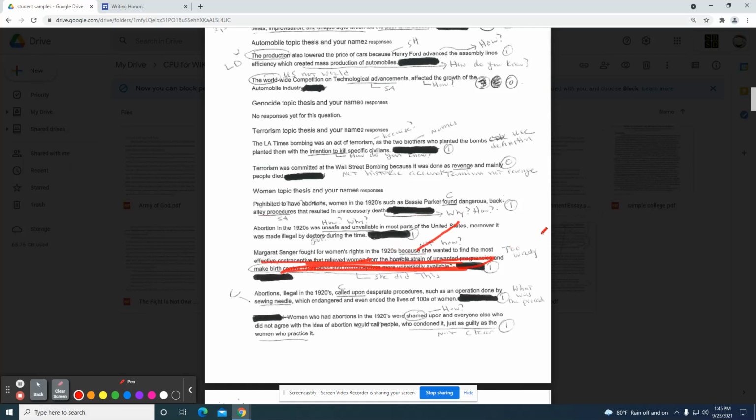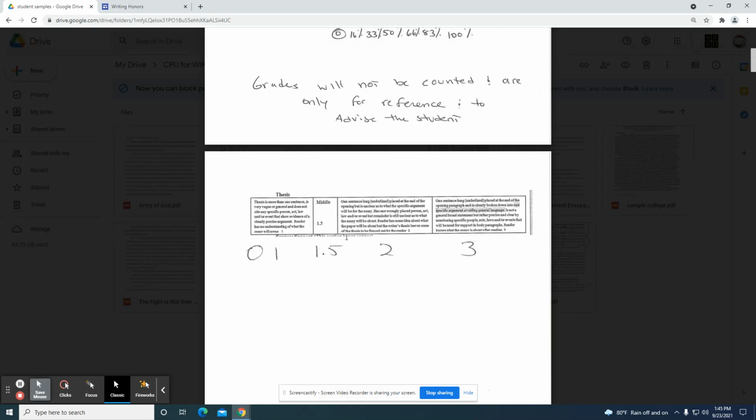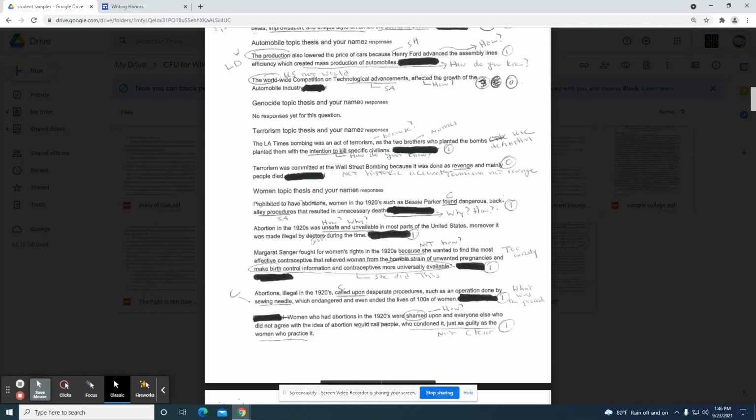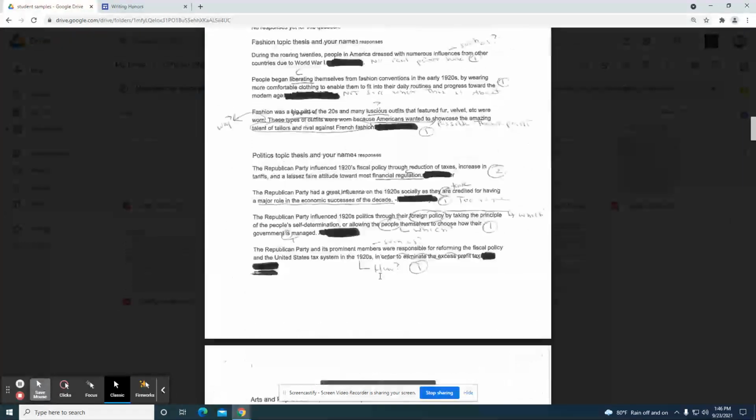So I write here too wordy. We're looking at that rubric. If I'm reading this and I have to make a decision about where this is going and I'm lost, I'm probably around here. Thesis is more than one sentence, is very vague or general, and does not cite any specific person, act, law, or event that show evidence of a clearly precise argument. The reader has no understanding of what the essay will argue. And that's kind of what I get with this one here. Let's go to another class.